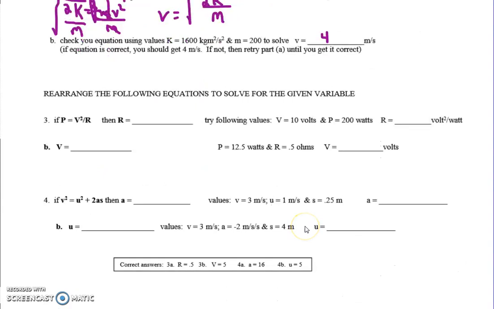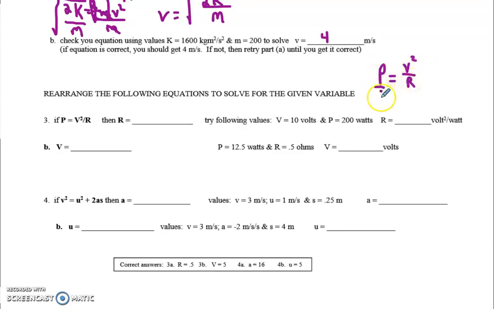Okay, so some more practice on this. We have this first one: p equals v squared over r. So let me do that over here. So p is equal to v squared over r. Sometimes, once again, it's a little easier to write it with a fraction as opposed to a slash.